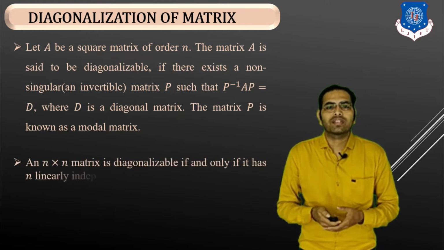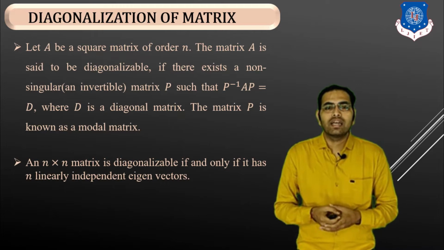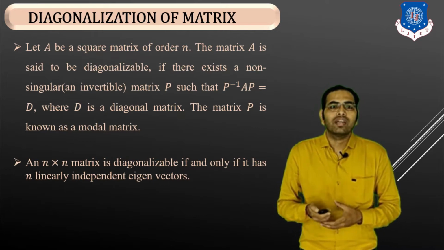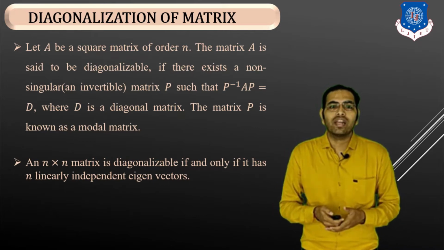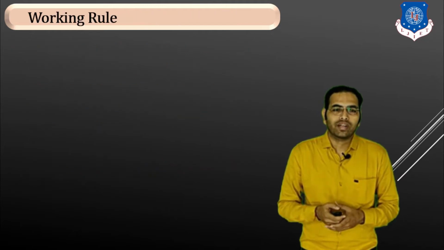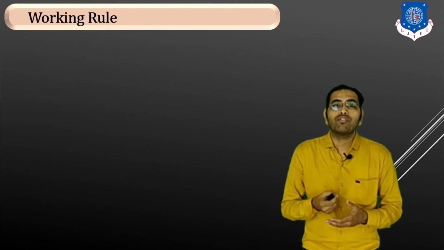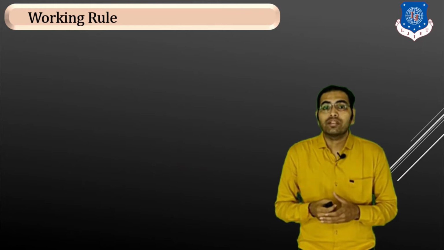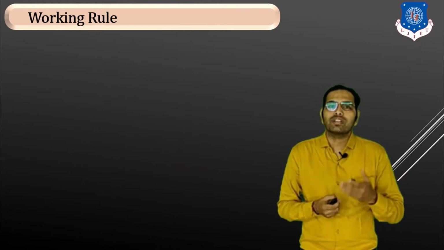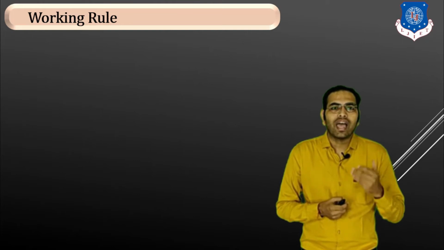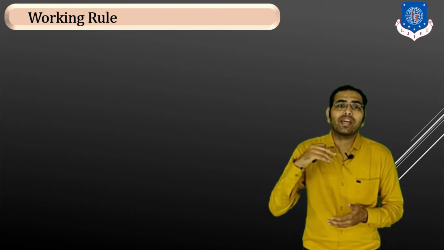An n cross n matrix is diagonalizable if and only if it has n linearly independent eigenvectors. Firstly, to find the diagonal matrix, we have to find the eigenvalues and eigenvectors. Then with the help of the eigenvectors we can go for the diagonal matrix.